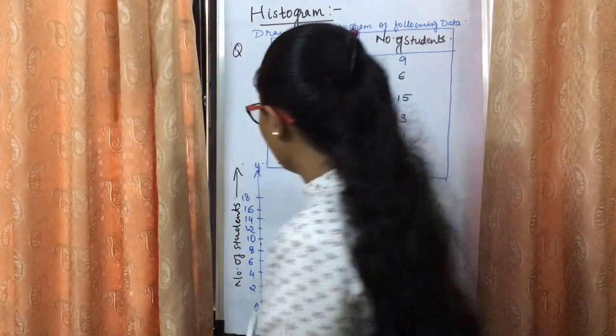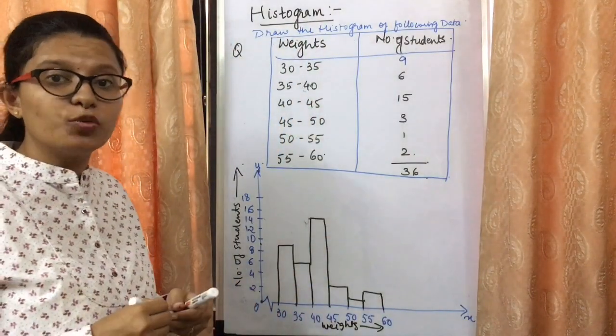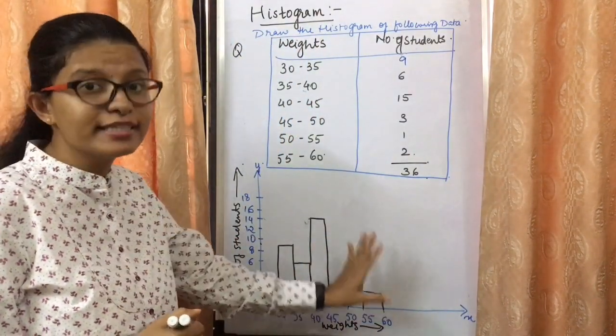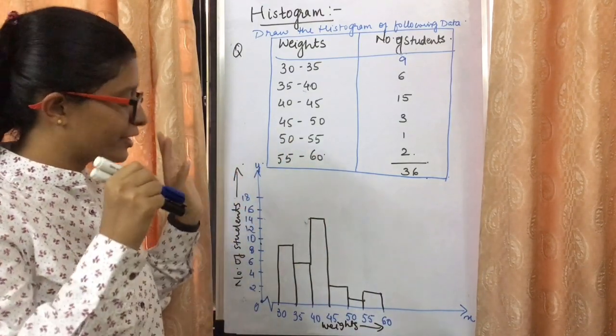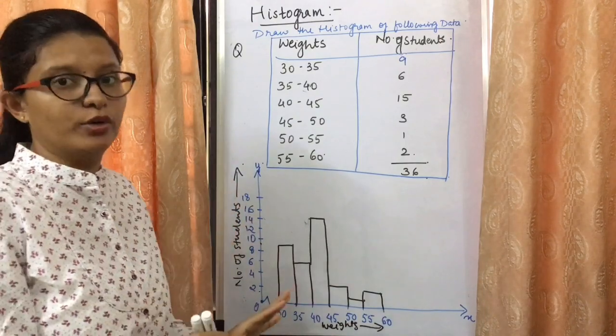So this is nothing but the number of students. The axis should be marked. Always we need to mark the axis. What we are marking on the axis should be clear. So this is the pictorial representation, how we do it.